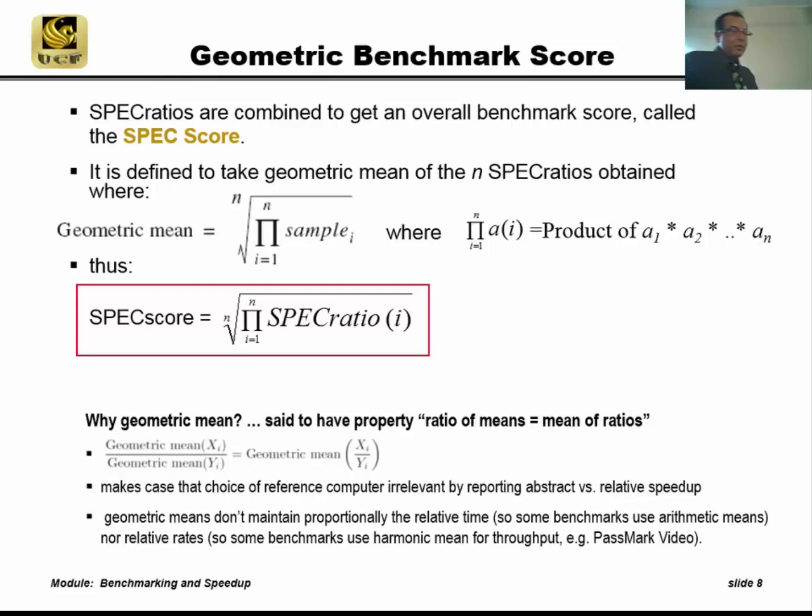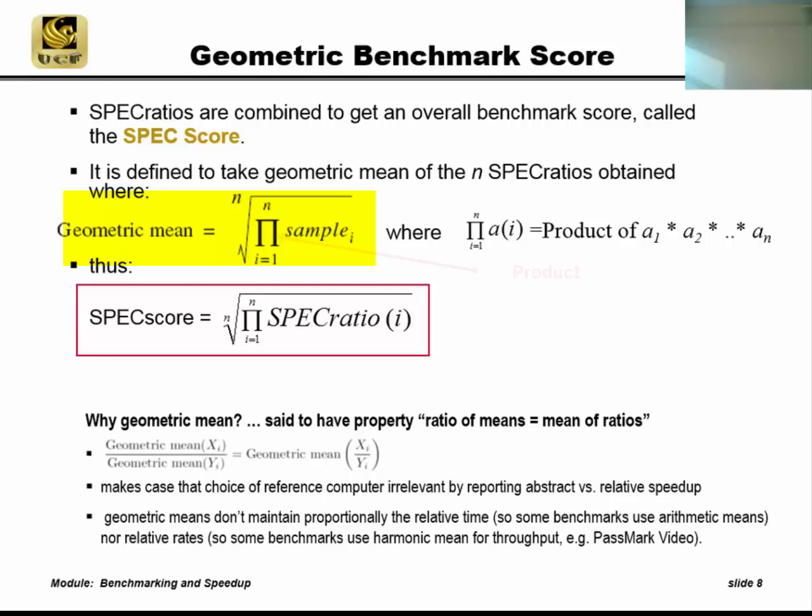Harmonic mean and some other aggregation techniques don't have that property. So what does geometric mean? We take these spec ratios, we'll show you how to calculate an example on the next slide, and we take the product of these. So geometric mean is defined as follows.